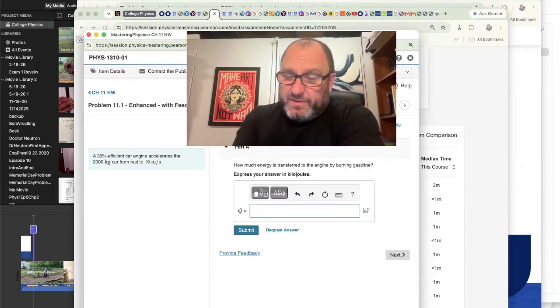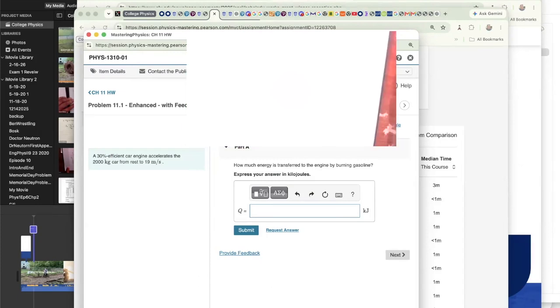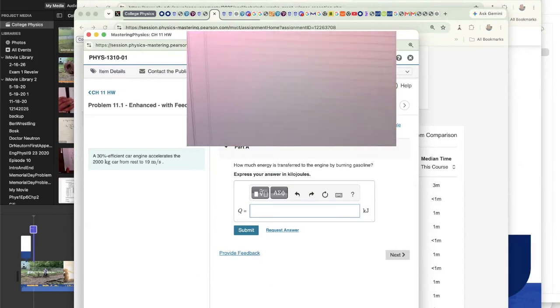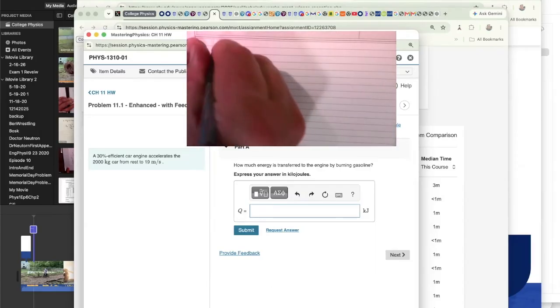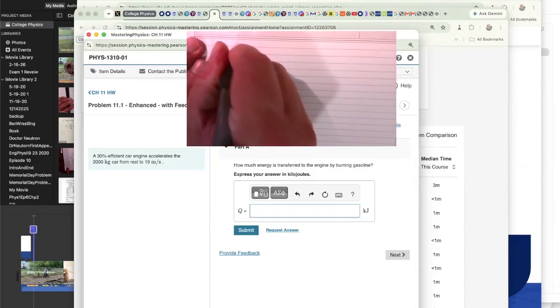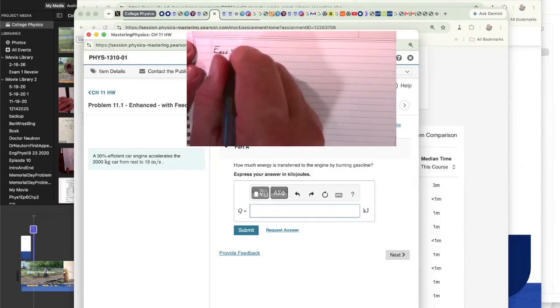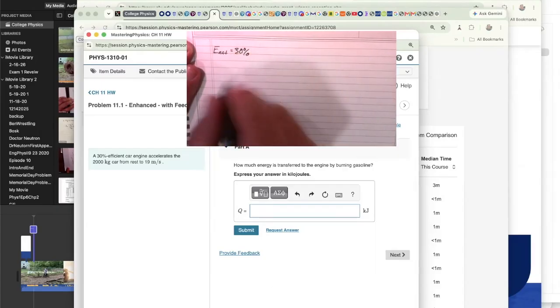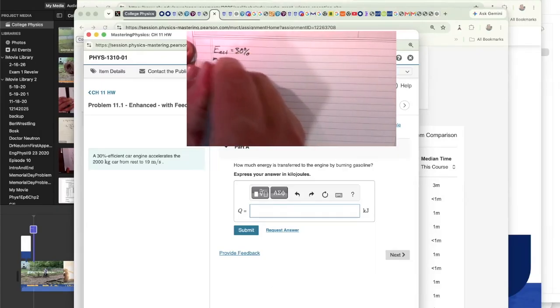That's not bad. Let's write down everything that we got in the problem here, because the biggest number of mistakes is because I don't write down the correct information. So my energy efficiency is 30%. That's going to be important. The mass of my car is 2,000 kilograms.